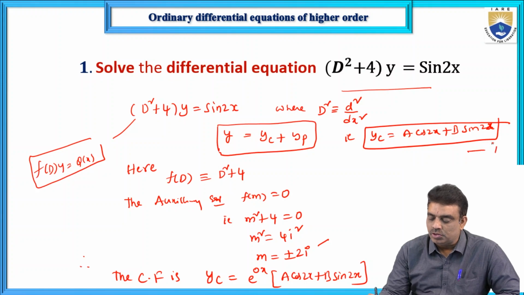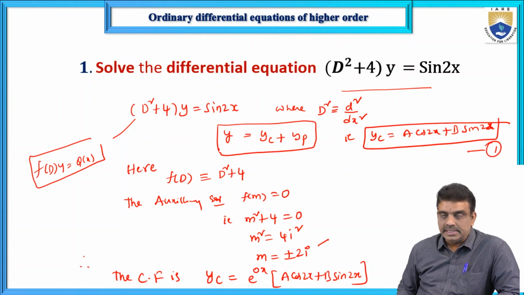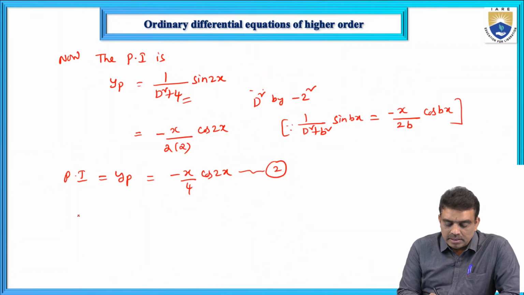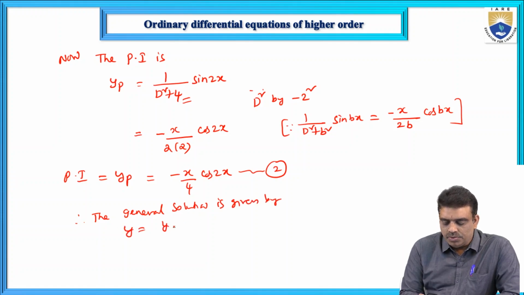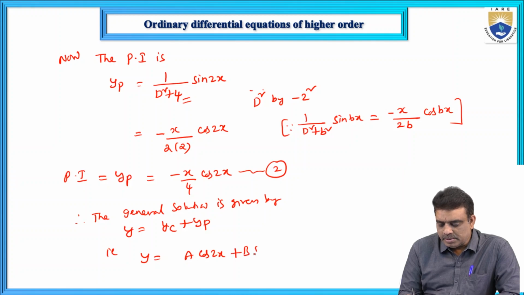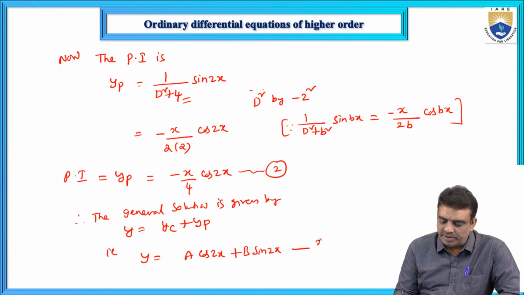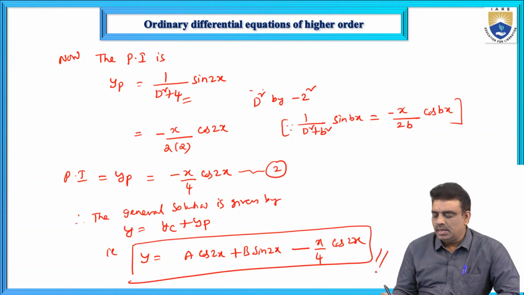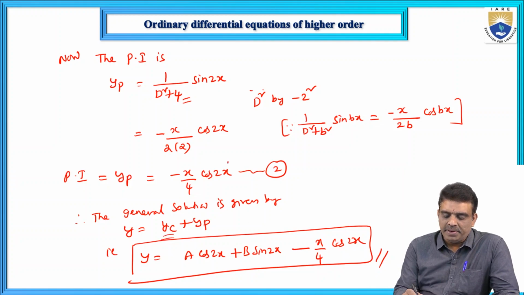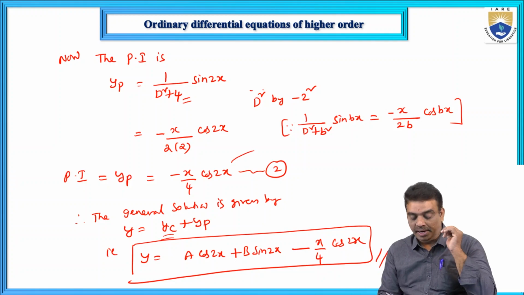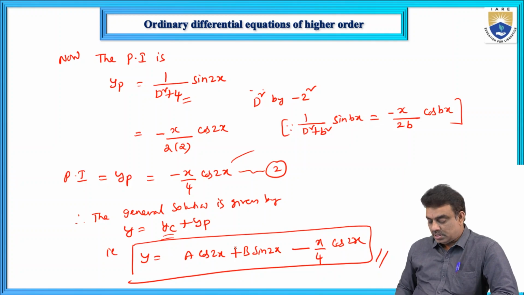Already we have seen the first part of the solution is y_c, called equation number 1, and the second part is y_p. Therefore, the general solution is given by y is equal to y_c plus y_p, that is y is equal to A cos 2x plus B sin 2x minus x by 4 cos 2x, which is the required solution of the given differential equation. This is y_c, and y_p was already calculated as equation number 2. On adding both, you get the required general solution. This is the first problem.